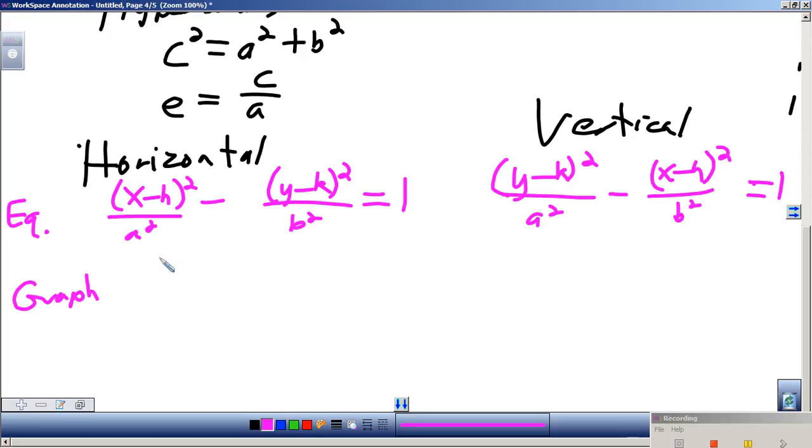The graph. So first, these do have asymptotes. It's going to look something like that.